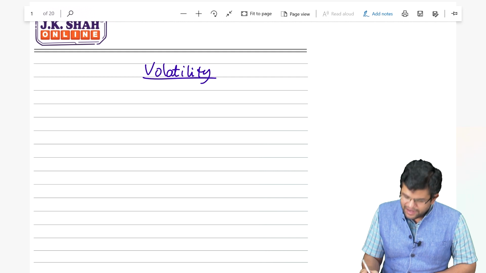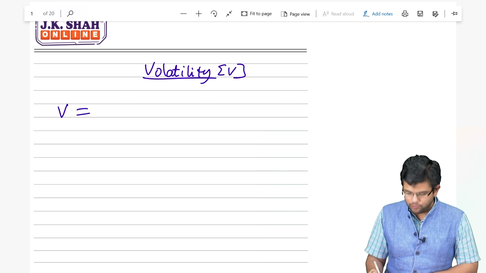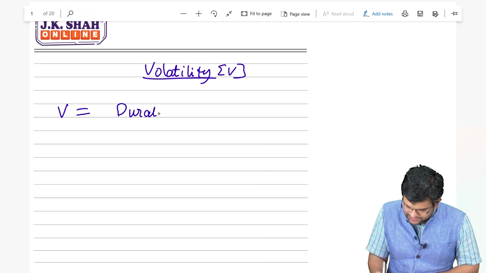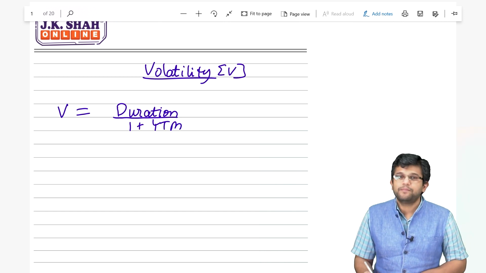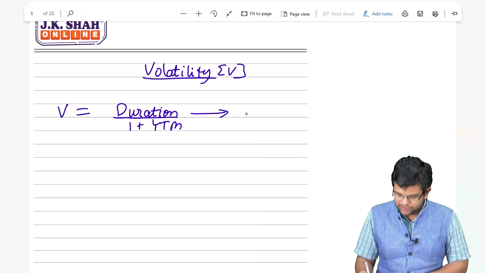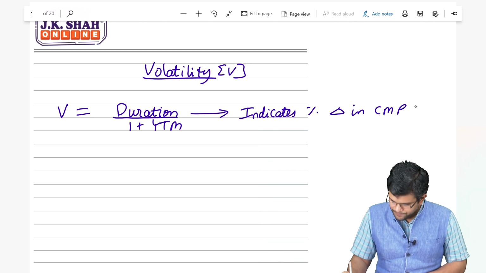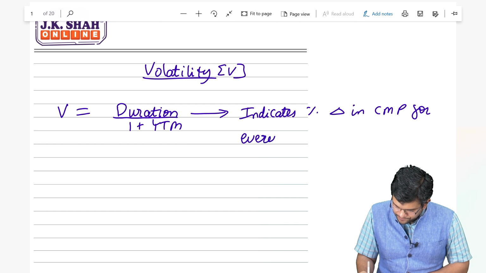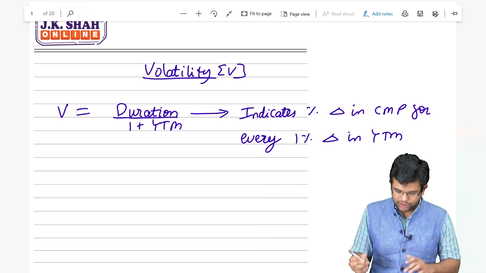Now children, volatility, which we used to write as capital V, the formula that I had taught you was: V is equal to duration divided by 1 plus YTM. Do you remember this? Duration divided by 1 plus YTM. And this indicates the percentage change in current market price for every 1% change in YTM. I hope you remember the entire discussion of volatility.